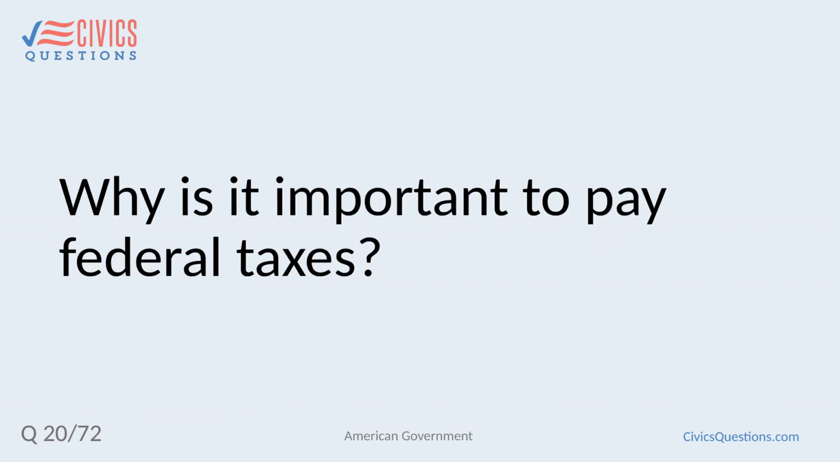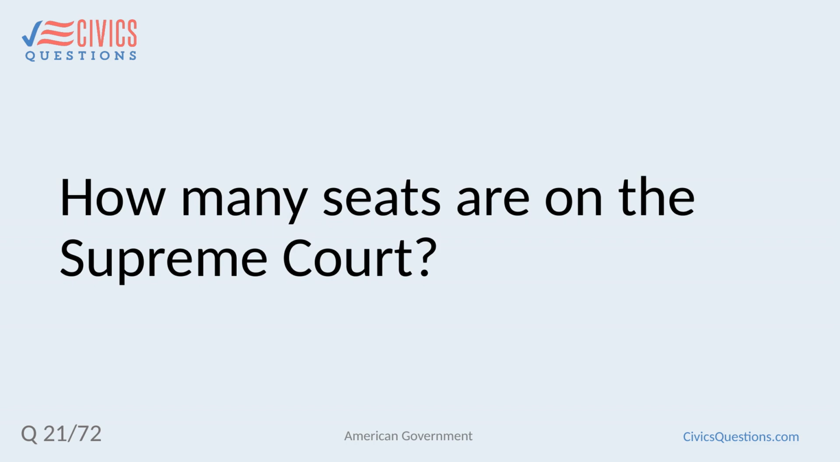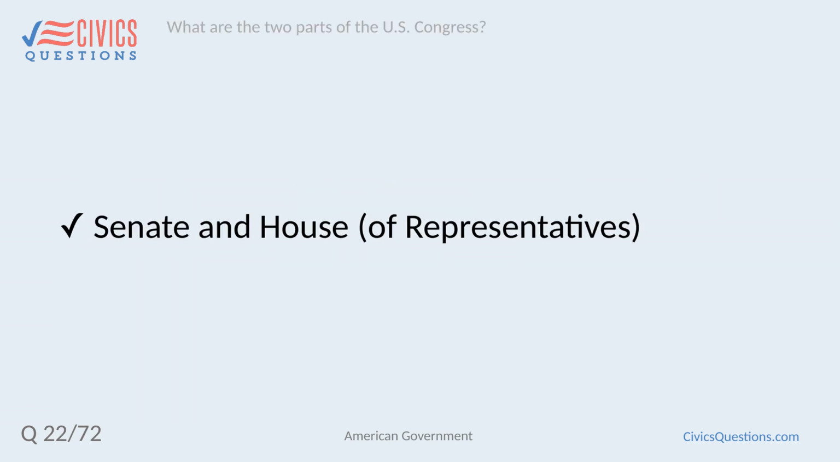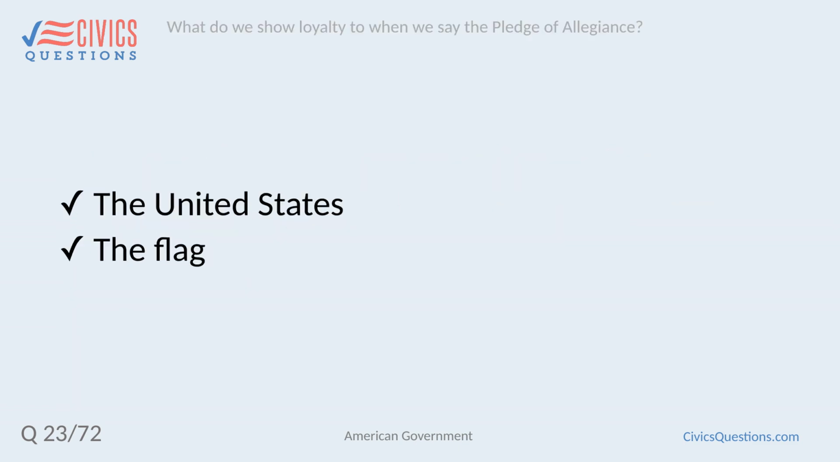Why is it important to pay federal taxes? Required by law. All people pay to fund the federal government. Required by the U.S. Constitution. 16th Amendment. Civic duty. How many seats are on the Supreme Court? 9. What are the two parts of the U.S. Congress? Senate and House of Representatives. What do we show loyalty to when we say the Pledge of Allegiance? The United States. The flag.